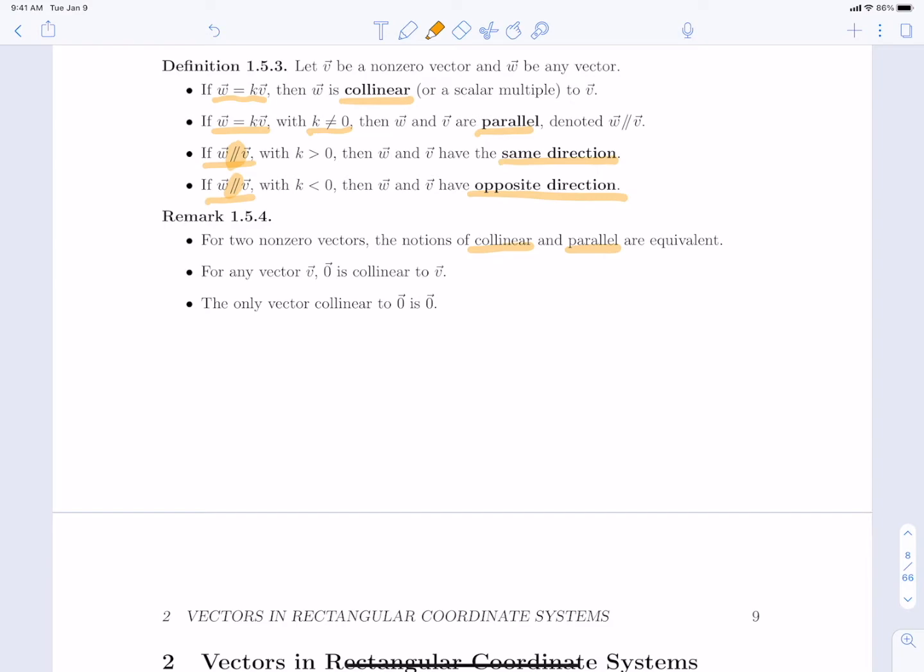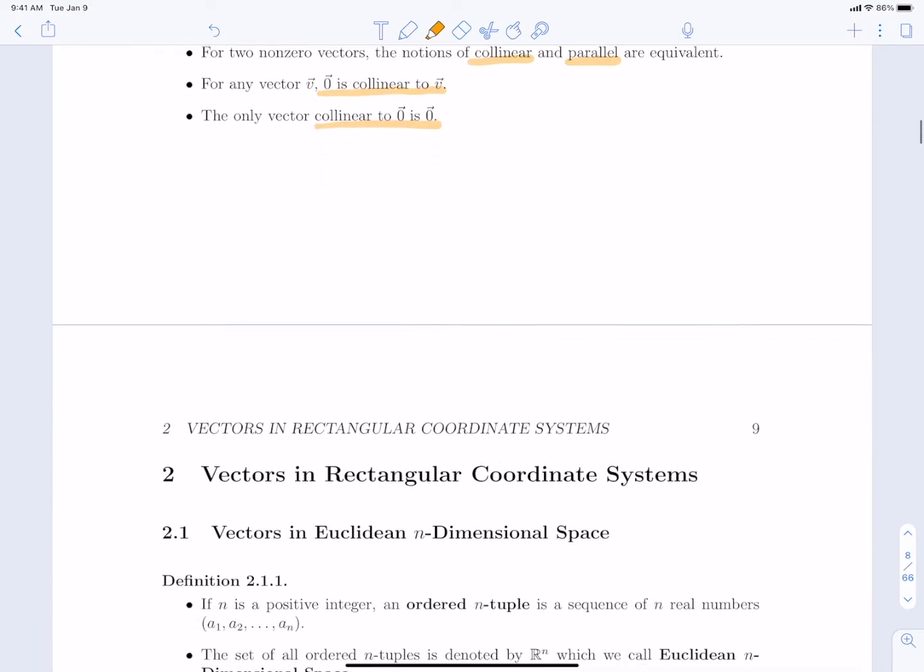And so I might use those words interchangeably. However, once we get looking at maybe 3 vectors together and asking if they're collinear, that's where we'll use the term collinear instead of parallel. Now, all vectors are collinear to the zero vector because remember, we can assign the zero vector the length that we want it to be based on convenience, but if we start with the zero vector, the only vector that's collinear to it is itself.